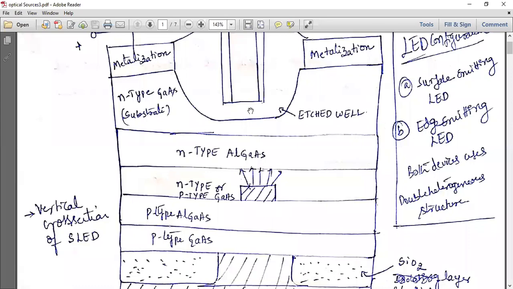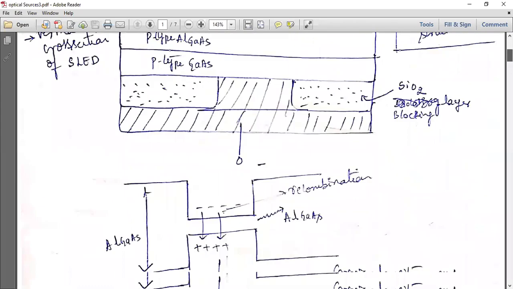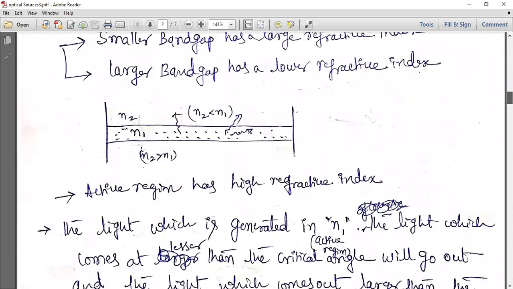If it is a surface emitting LED, the light has to come out. Some of the light will come out, and some will propagate within the layers based on your N1 and N2. The light which comes out here will be taken through the well to the OFC cable. That is your surface emitting LED.